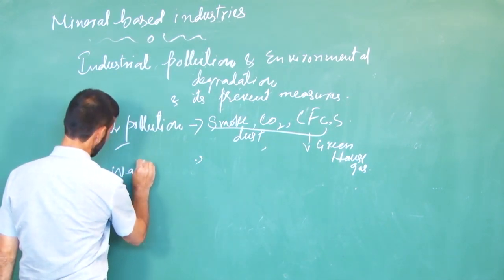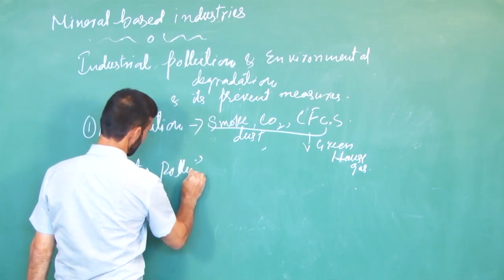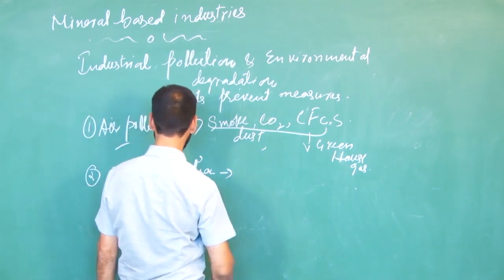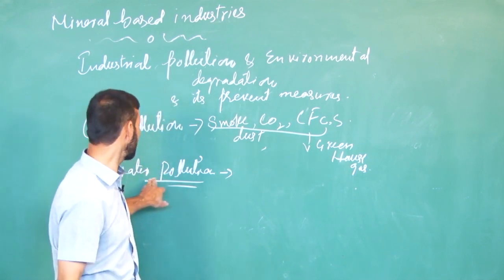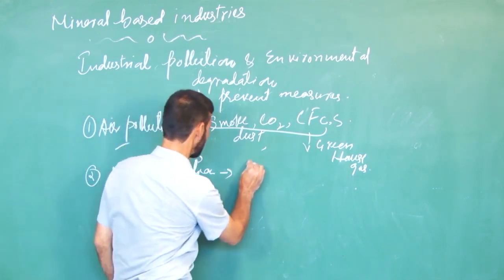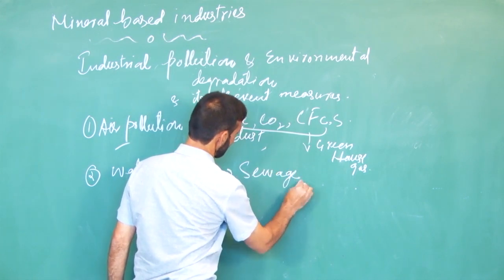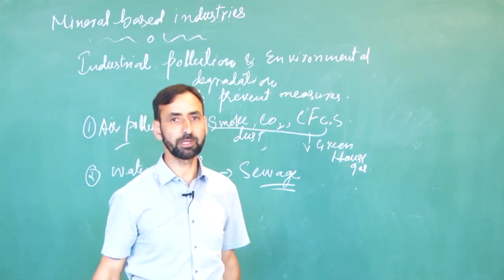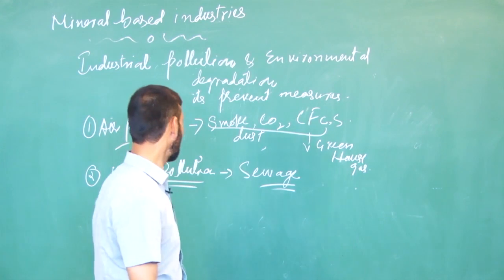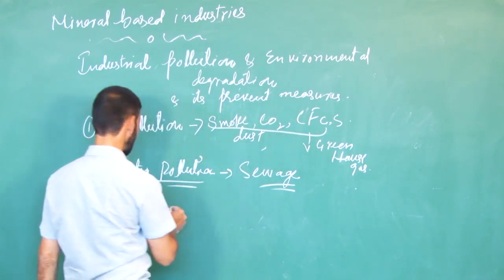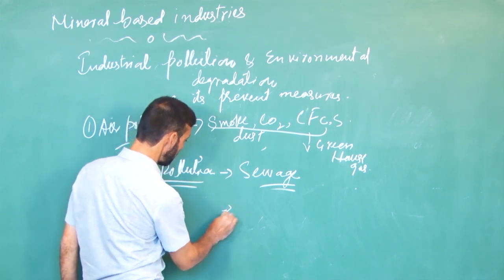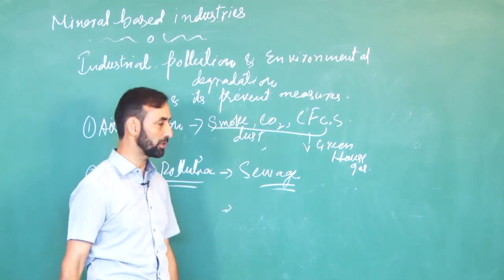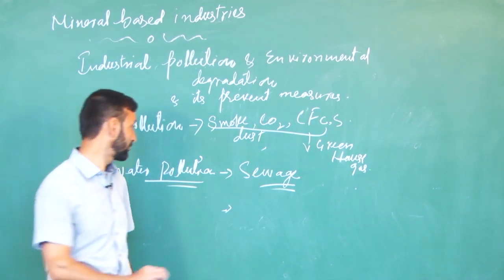Second is water pollution. Water becomes polluted when these chemicals are thrown into the water bodies, and it is sewage. And this is polluted water which is mixed with the chemicals, and it is thrown into these rivers or water bodies, and it is polluted. In this way, we should not throw these sewage or other pollutants into this water. First of all, they should be treated properly.